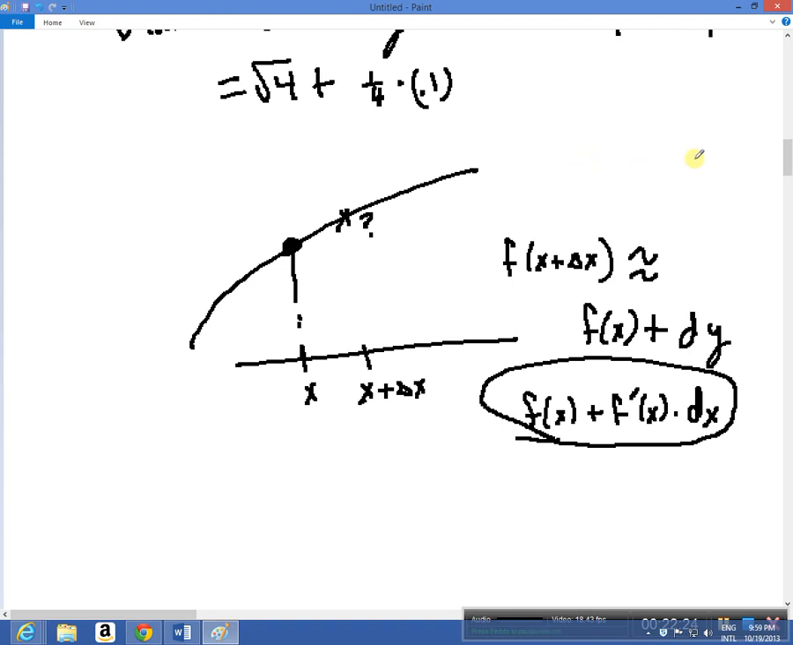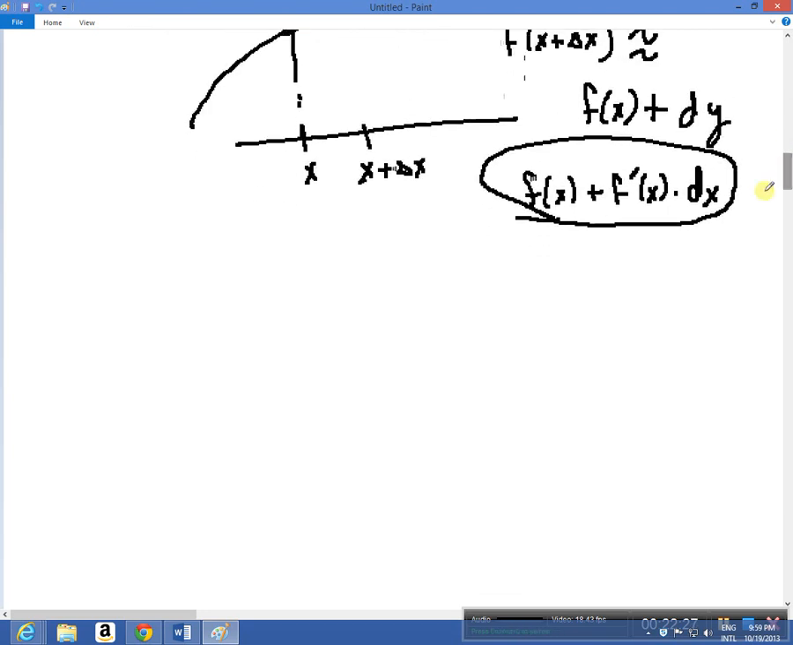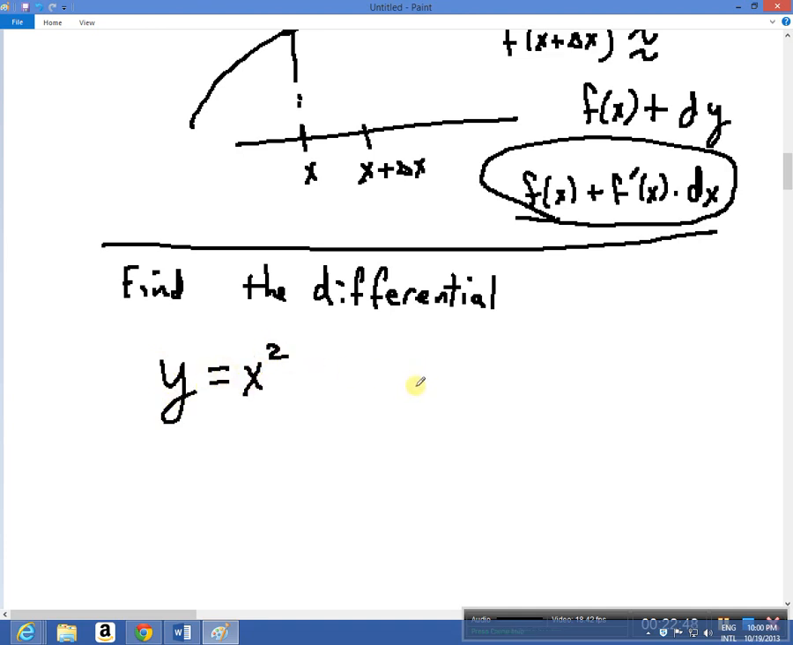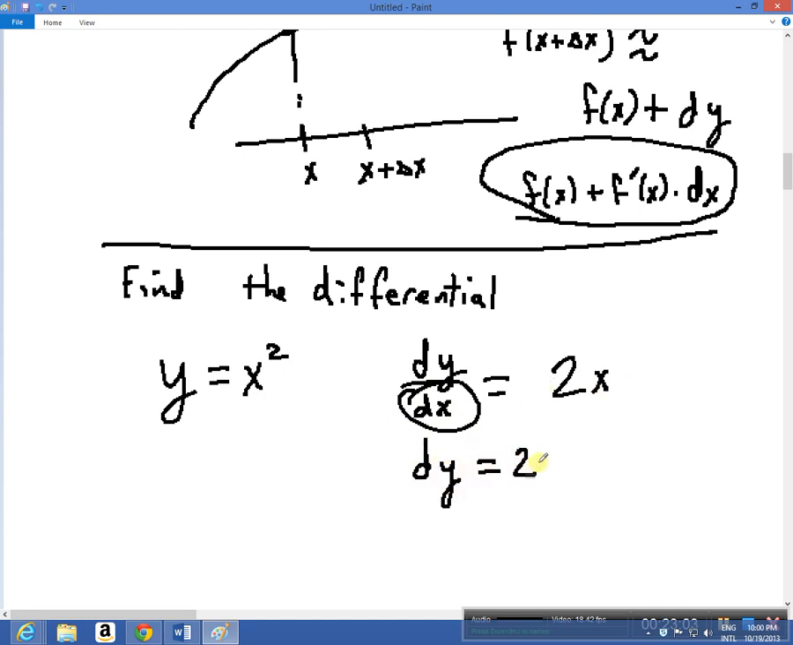Now, there's one other thing that we need to talk about, and this is the easiest thing of all. It's so unbelievably, ridiculously easy. What we're going to do here is calculate the differential. Doesn't that sound like calculate the derivative? Well, guess what? It's just about the same thing. y equals x squared. Find the differential of y. Well, we know what dy dx is, don't we? dy dx would just be 2x. So if you multiply both sides by dx, you get dy equals 2x dx. You're done. This is it.